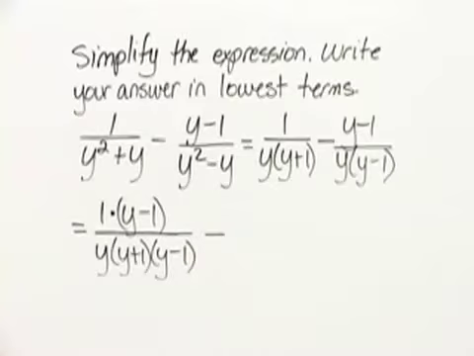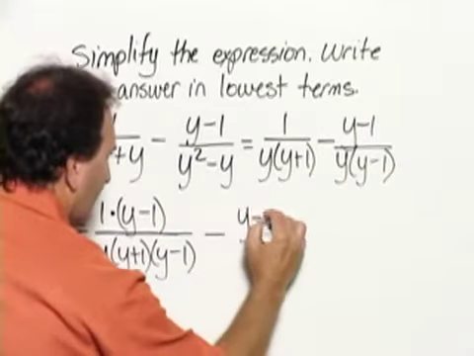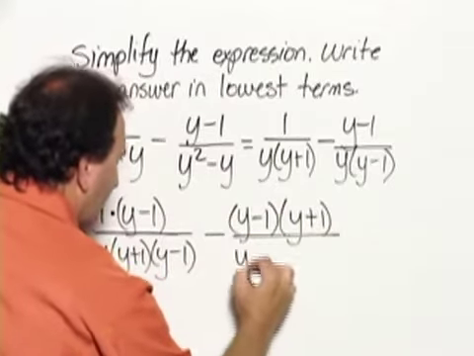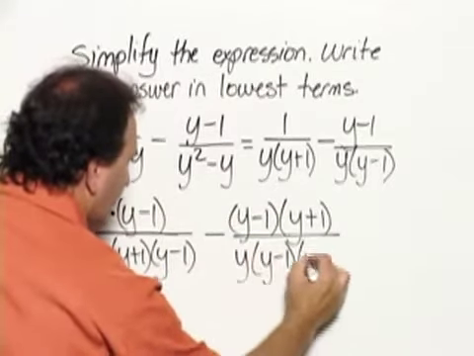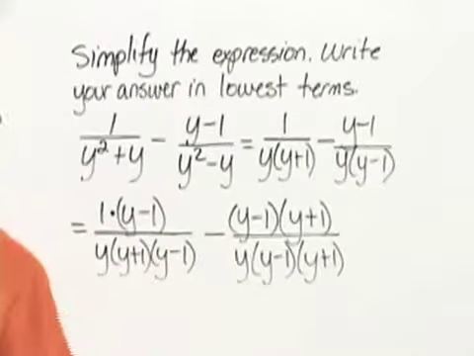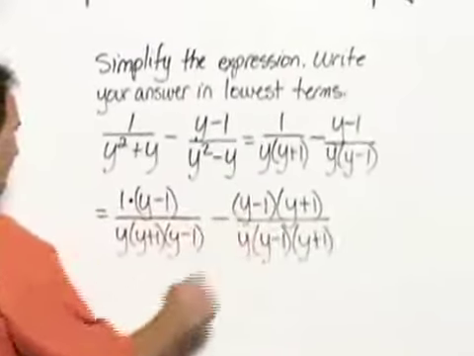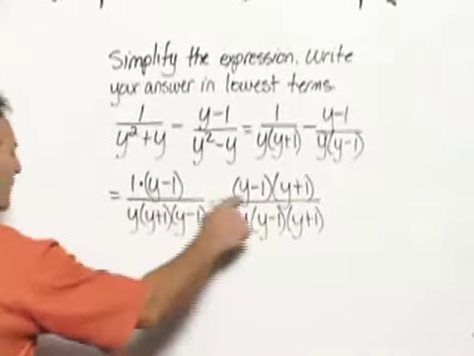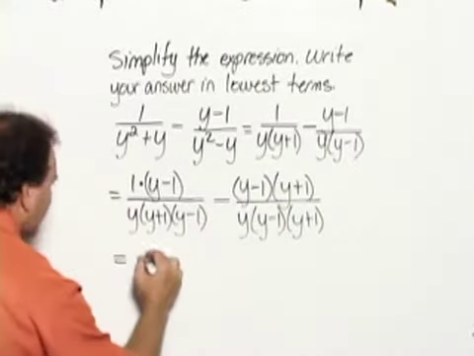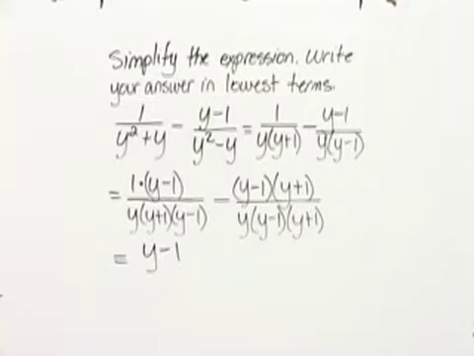Then we have minus. In this one, we have to multiply the numerator and denominator by y plus 1. So it's y minus 1 times y plus 1, and that's over y times y minus 1 times y plus 1. Next, because they have the same denominators, we can combine the numerators. But to do so, we have to simplify each of those numerators. 1 times y minus 1 is simply y minus 1.